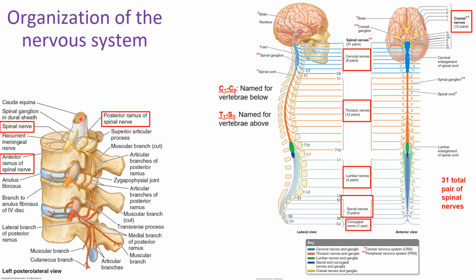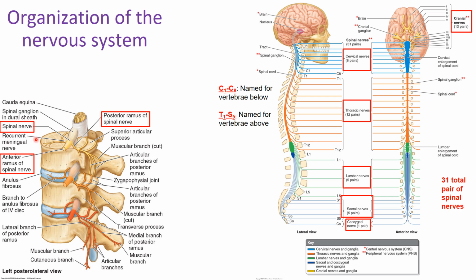So here is the spinal cord running through the vertebral column. And off of the spinal cord, you see spinal nerves. As soon as you see a spinal nerve, that is now part of the peripheral nervous system, meaning outside of the central nervous system. Once again, as soon as you see a spinal nerve coming off of the spinal cord, that is the peripheral nervous system.